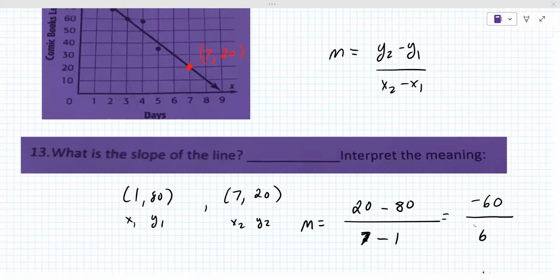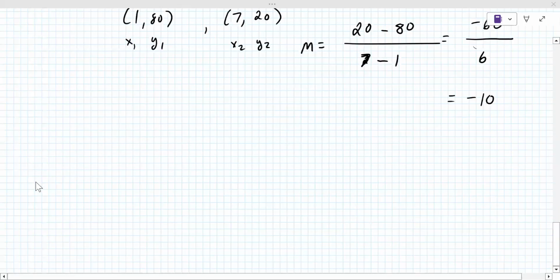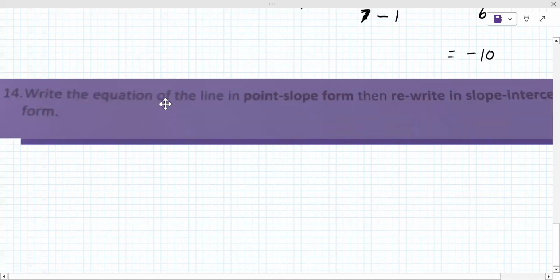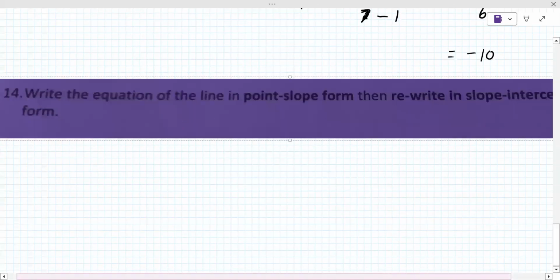Yeah, of course. Okay. All right, 14, write the equation of the line in point slope form, rewrite in slope intercept form. All right. Okay, so I'm going to give you point slope form here.